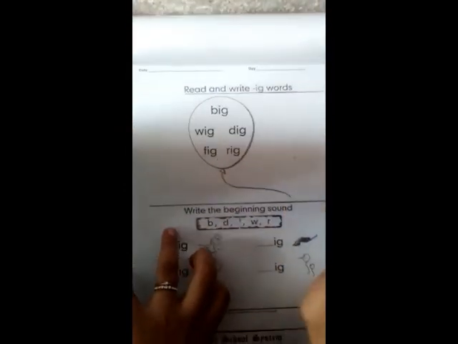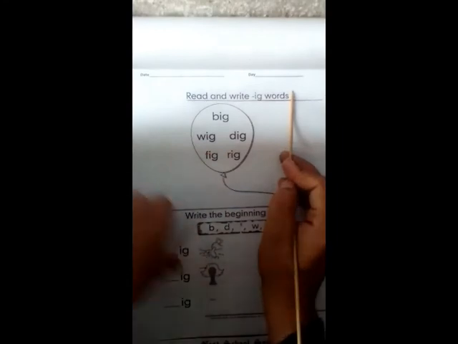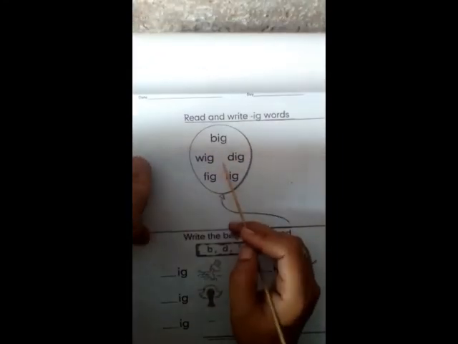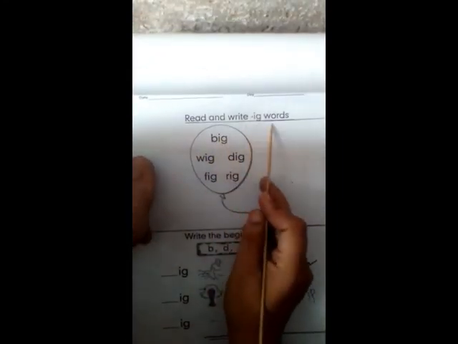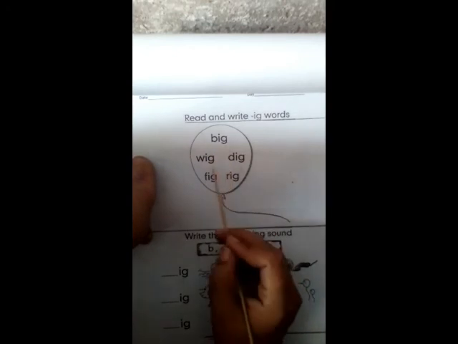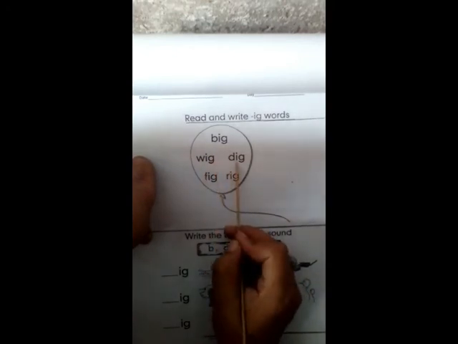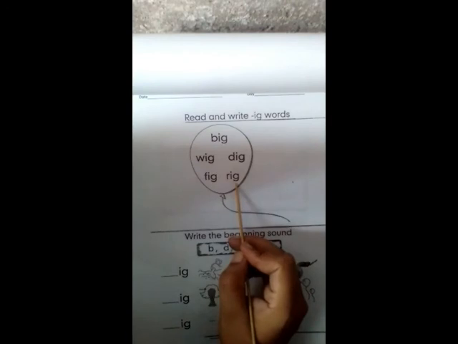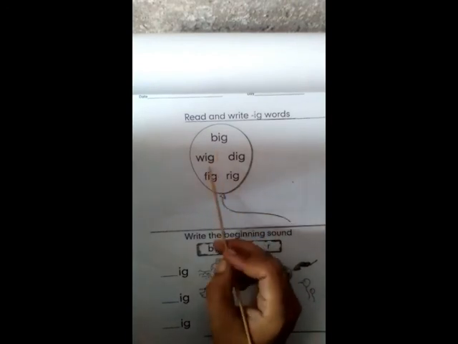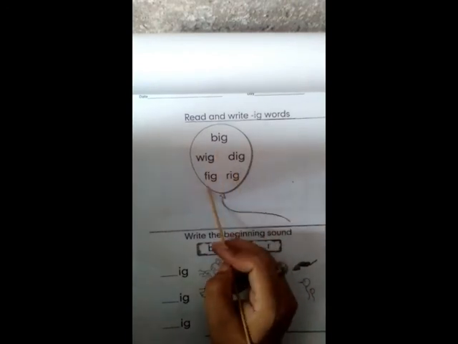First of all, write the date and day and learn these words. Read and write ig words. Ig big, ig wig, ig dig, ig fig, ig rig. Big, wig, dig, fig, rig.